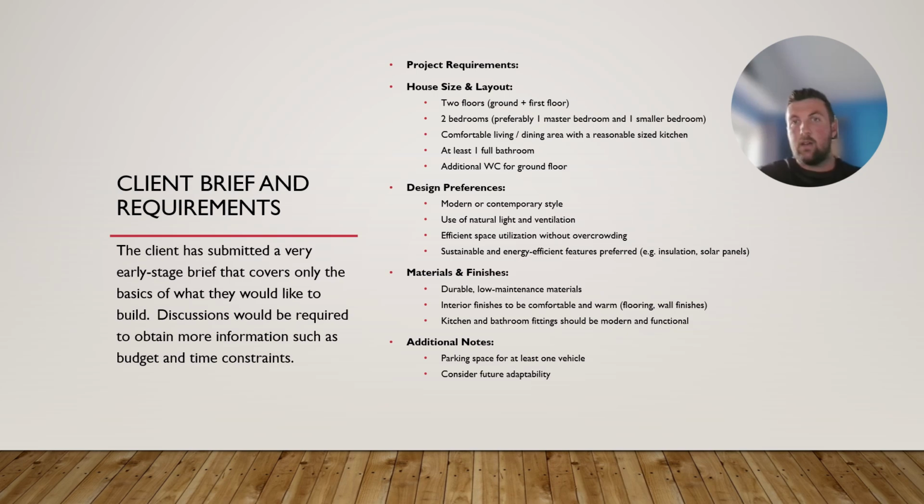So ground and first floor, with 2 bedrooms as a requirement, a master bedroom and a smaller bedroom, a comfortable living and dining area with a reasonable sized kitchen, 1 full bathroom and an additional ground floor toilet. The design preference was quite vague, so you can have a modern or contemporary style, natural light and ventilation. For me, that meant plenty of windows, big patio doors, that kind of thing. Efficient space utilisation: a lot of houses these days have open plan areas such as a lounge dining area, which is what I've gone for in my design.